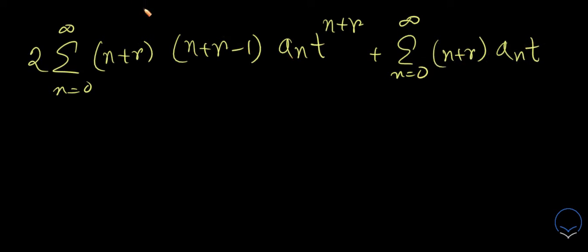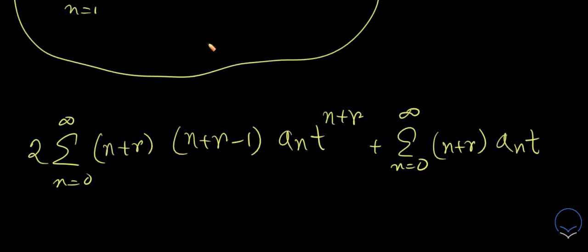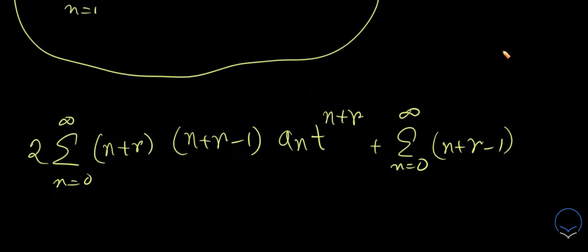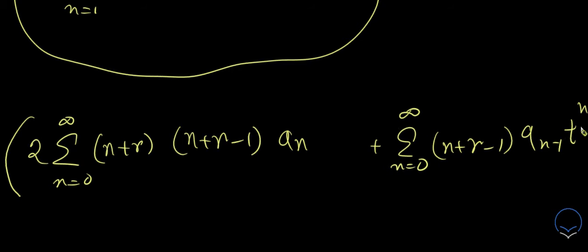Oh, sorry, this is the second term, right? I think I forgot the second term. This was n plus r minus 1. Sorry about that, there should be a minus 1 like this, n plus r minus 1, and there was this a of n minus 1 t to the power n plus r. Since I can factor out the t to the power n plus r, I'll just write it at the end of this expression, and I'll put a bracket on both sides. That will be more convenient, I think. So let me get rid of these things.